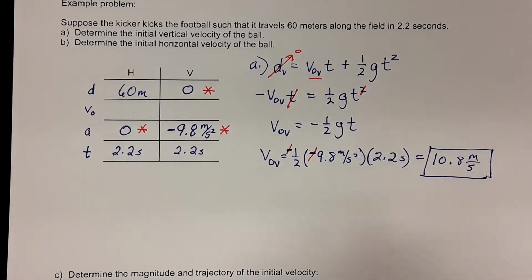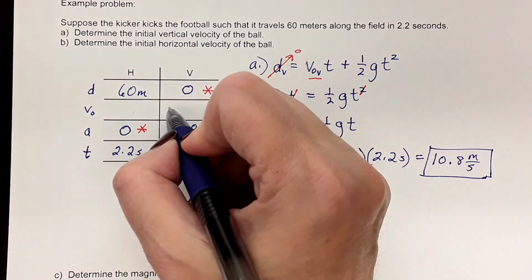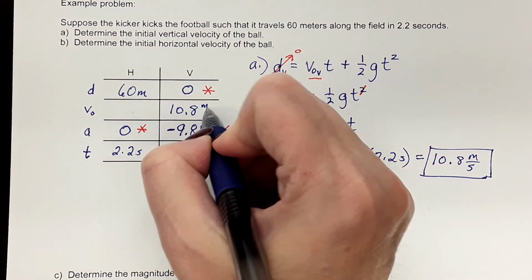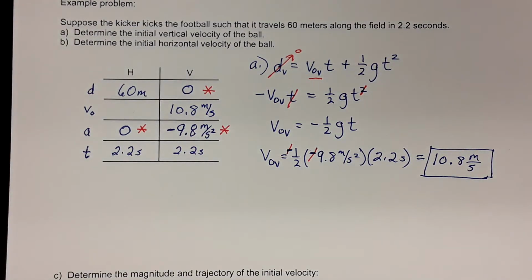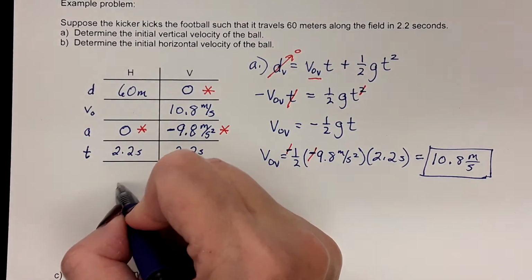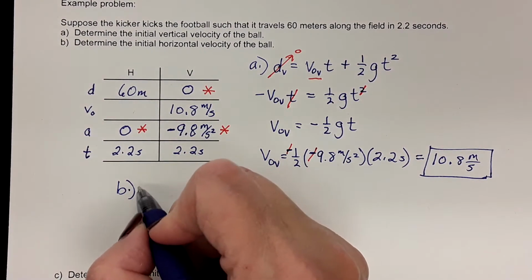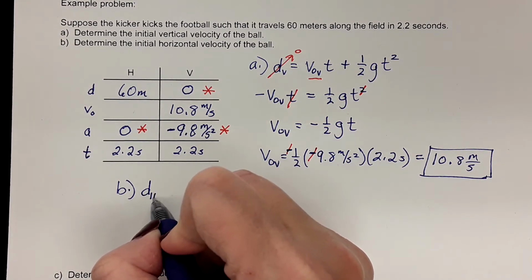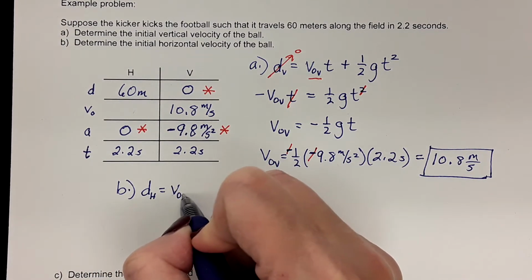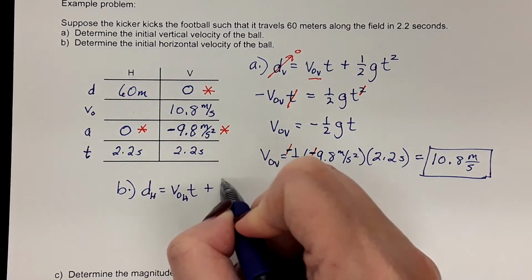Okay, double check that you're getting 10.8. There we go. Not bad. So let's bring that over here and put it right there. That's the vertical initial velocity. Now let's take a look at the horizontal initial velocity. We're going to write the general equation again, but now it's modified for the horizontal side, not the vertical.